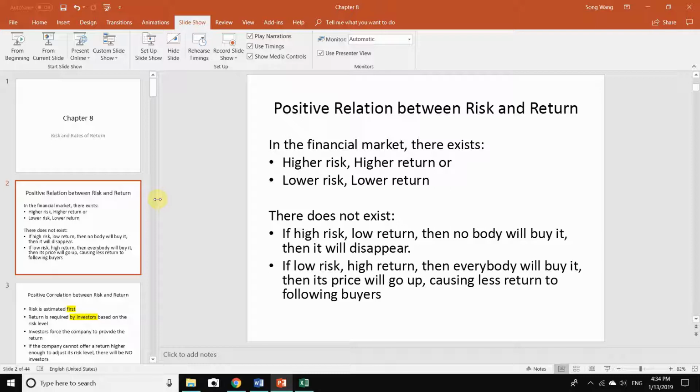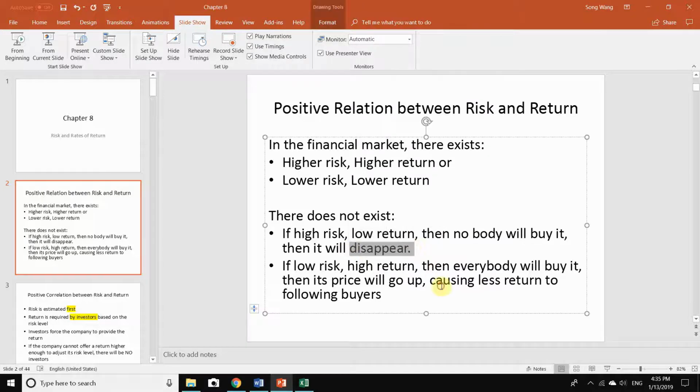And you may think, what about some outliers? For example, if it's a high risk and low return, what will be the result? The result would be that nobody would buy it. After everybody has learned it has a lot of risk but doesn't pay enough money, then people would walk away from such type of investment, and this investment would not get any money.